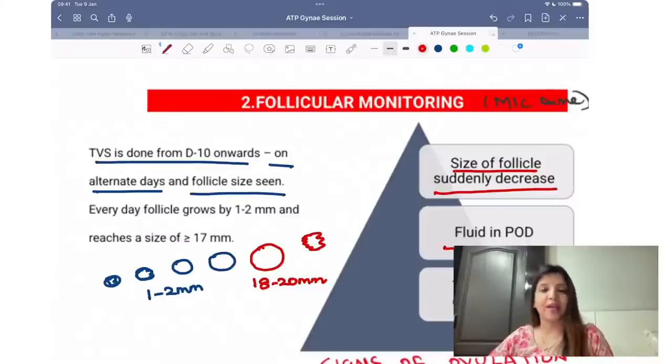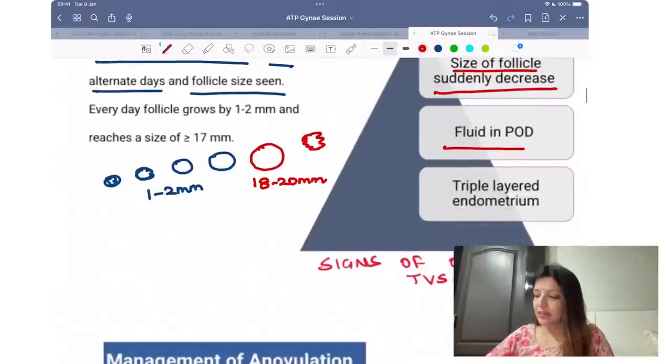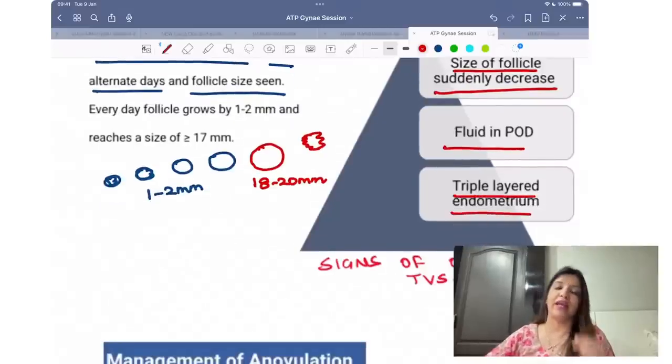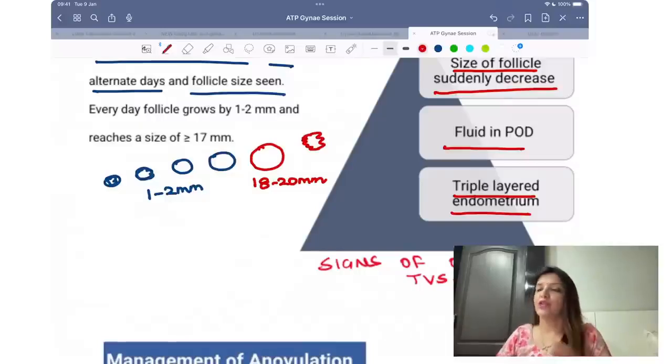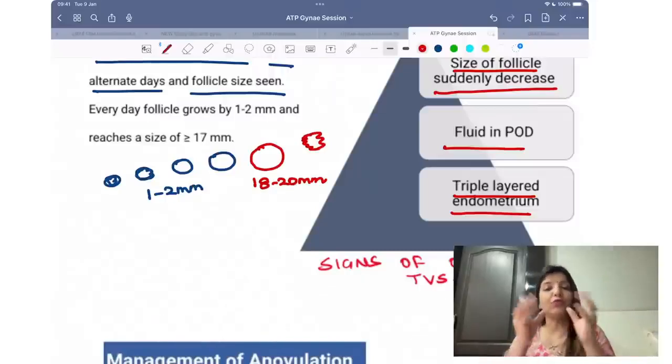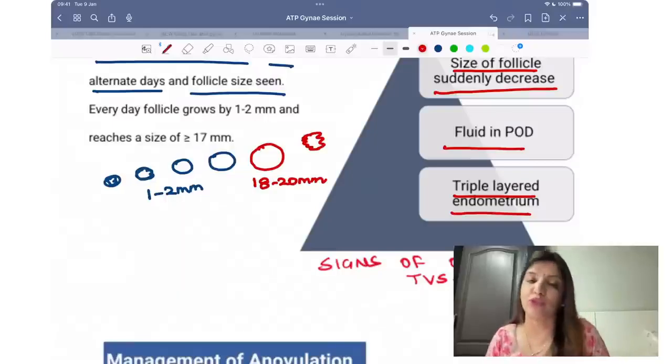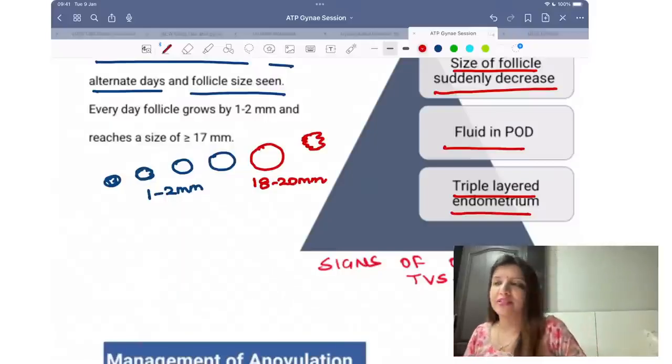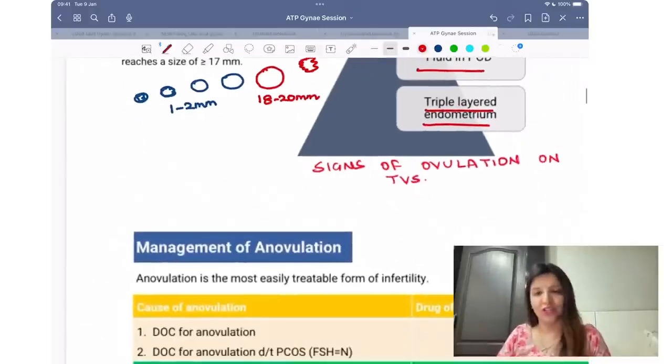There will be fluid in the pouch of Douglas and there is going to be triple layered endometrium. So these are the signs which tell you that ovulation has happened, right? Why am I getting fluid in the pouch of Douglas? Because I told you that the antral cavity has fluid. So once the follicle is going to rupture, that fluid in the antral cavity is going to come into the pouch of Douglas. So these are signs of ovulation.